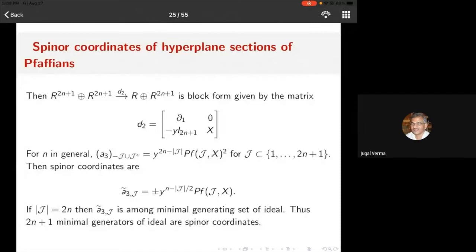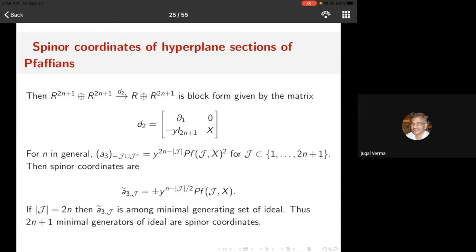In this case, we need the second differential d2, which is from R^(2n+1) direct sum R^(2n+1) to R^(2n+1) direct sum R^(2n+1), and which is a block matrix. Now we use this differential d2, and then we divide it into the hyperbolic basis form, and we find the Buchsbaum-Eisenbud multiplier, which is in this form.